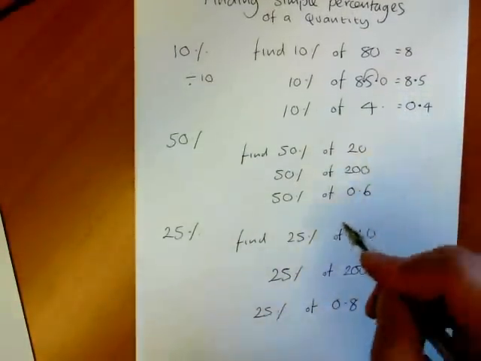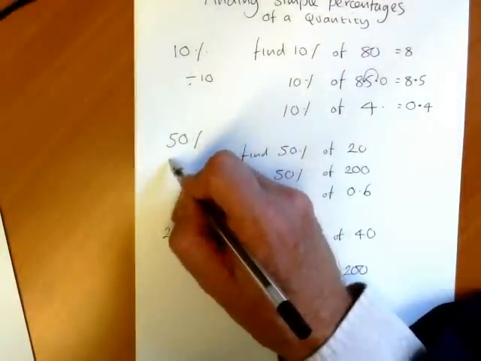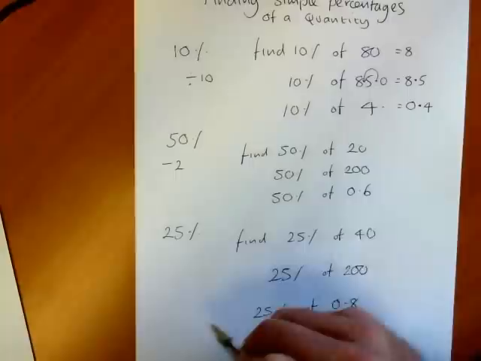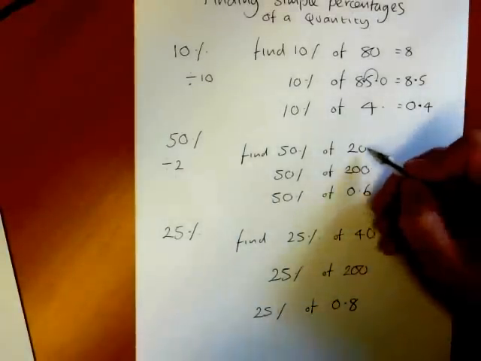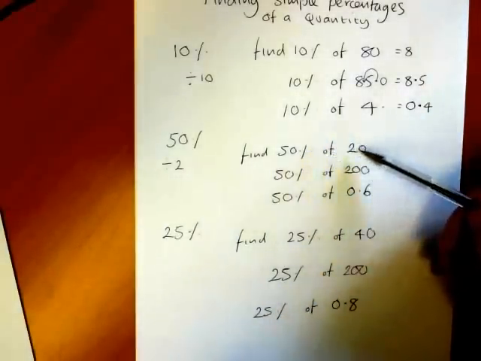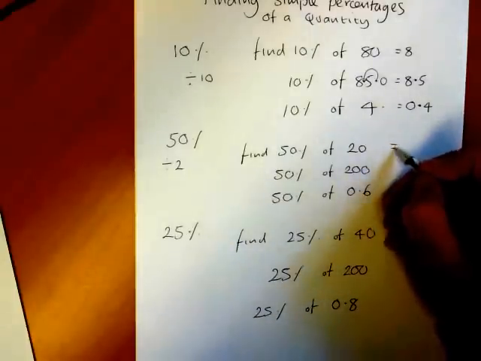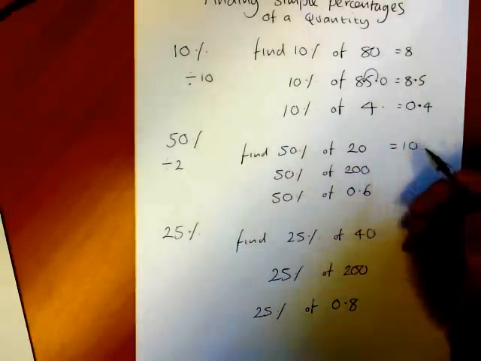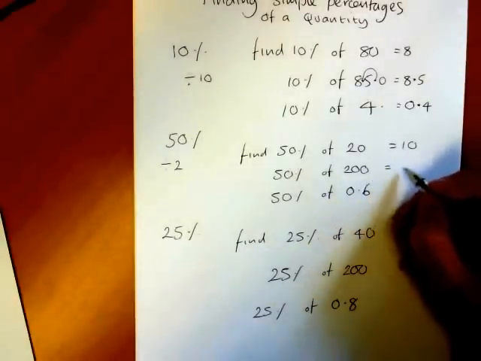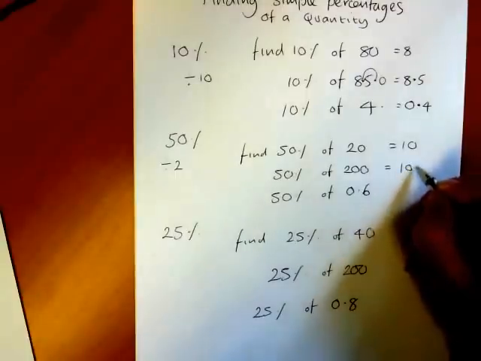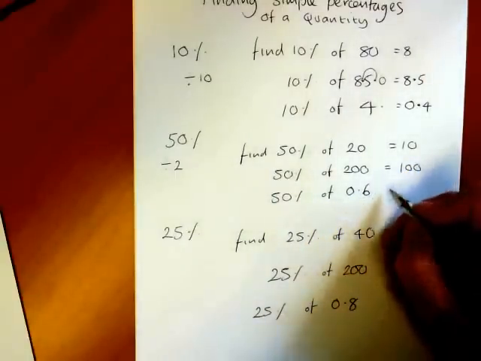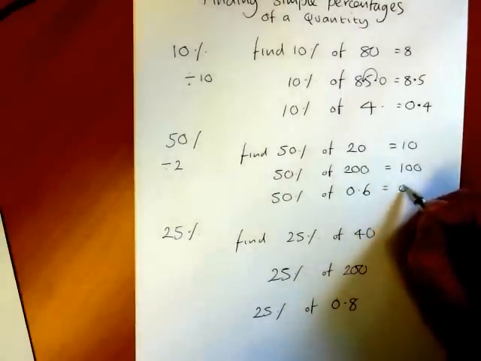Now what about finding 50%? 50% of something is a half. We find a half by dividing by 2. So these are fairly simple numbers. We should be able to do these quite easily in our head. So 50% of 20 is a half of 20, which is 10. 50% of 200 is a half of 200, which is 100. And 50% of 0.6 is a half of 0.6, which is 0.3.